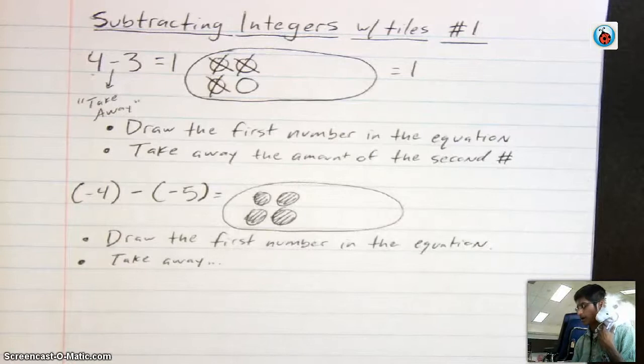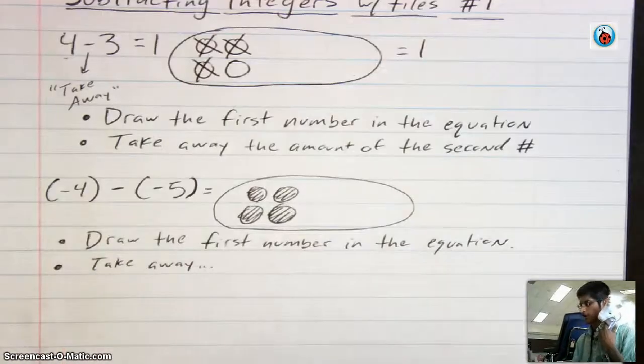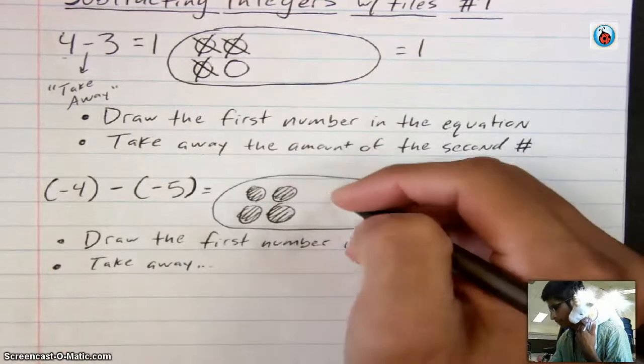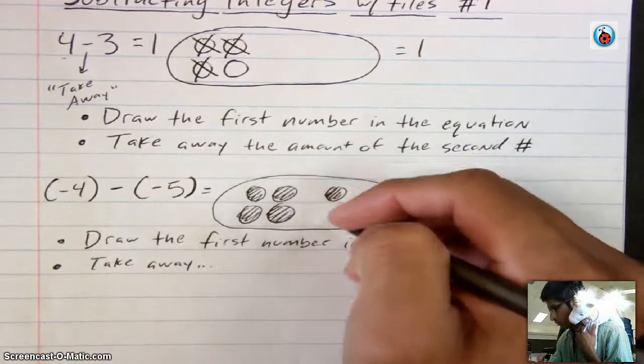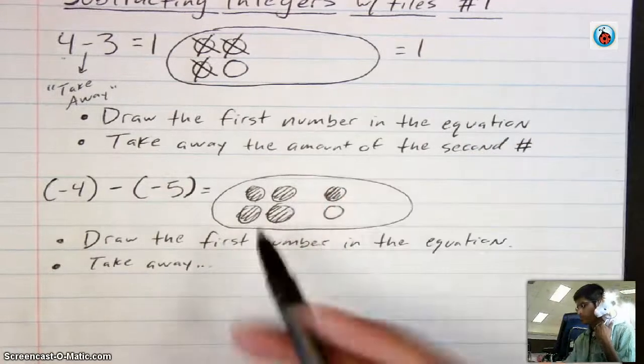So here's what we're going to do. If it asks me to take away something that I don't even have, I can add a 0 pair and the number stays the same. What do you mean? Well, let me show you. If I draw a 0 pair here, what number is in that circle?